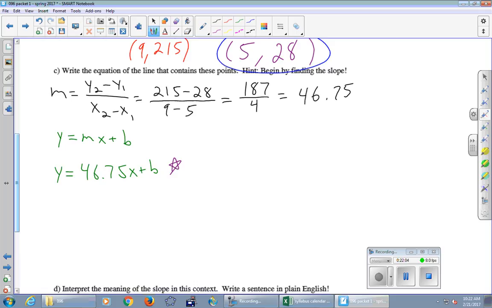So then we copy that equation, but we get to change X and Y into the coordinates of the point that we circled. We happen to circle the right one. You could perfectly well pick the left one. So 5 and 28. So this Y becomes 28, equals 46.75 times X becomes 5, plus B becomes B. That's what we're after.